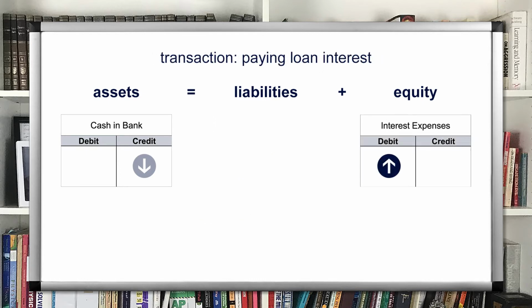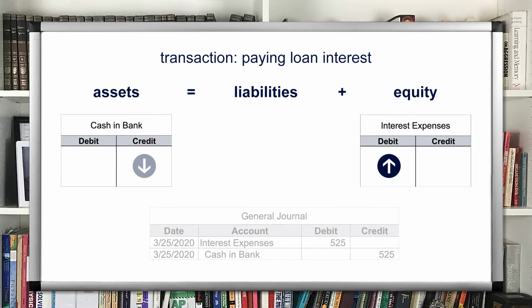Loans often involve interest payments in addition to the principal, and interest transactions are considered expenses. For these transactions, we debit an expense account, increasing the balance, and the offsetting credit is to the cash account, decreasing that balance. The transactions look like this.